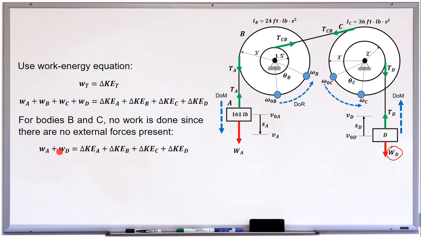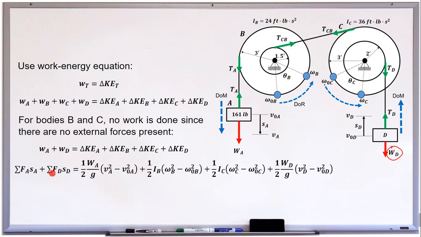So we have WA plus WD is equal to the total change in the kinetic energies. Next, for WA, the type of motion for block A is translational. So we will use this formula, summation of forces at A times the displacement at A, plus for block D, still in translational motion, we use the summation of forces at D times the displacement at D.